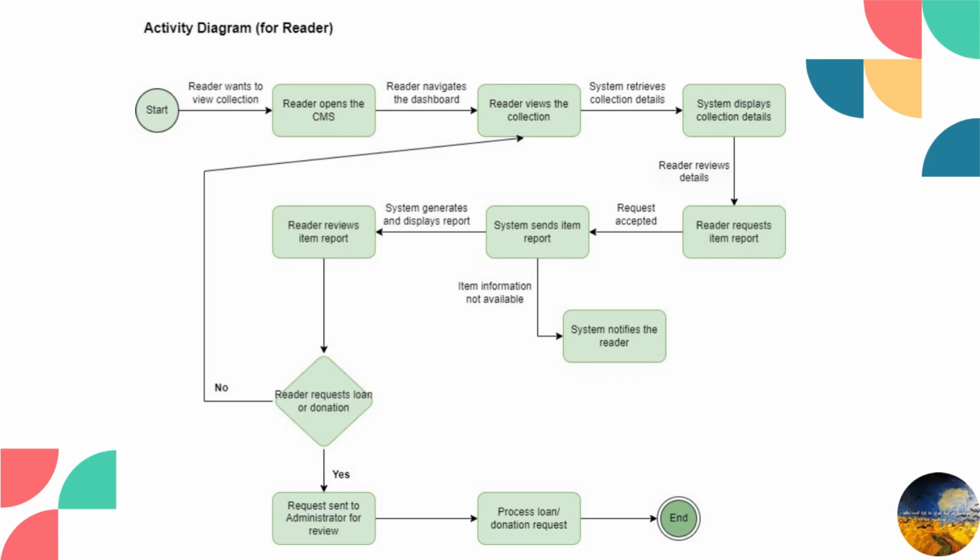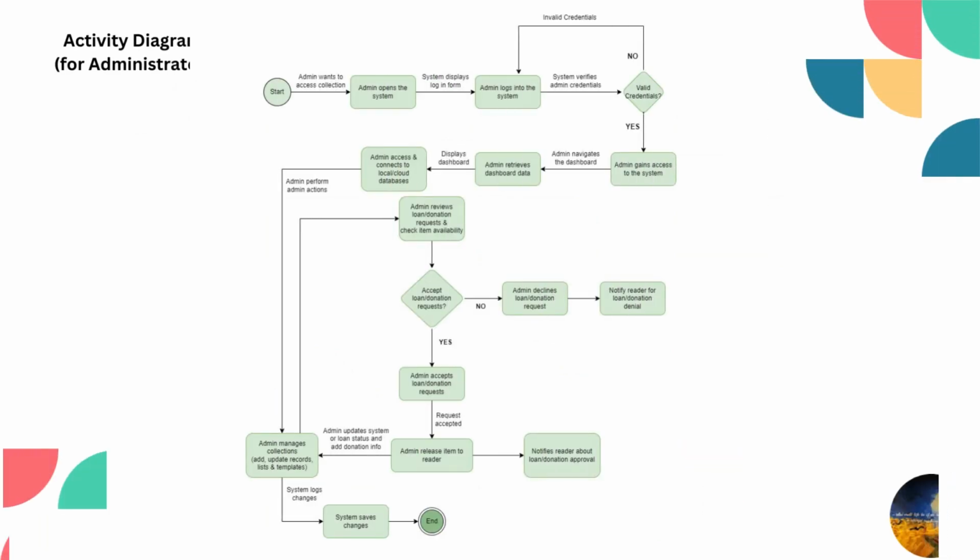After the reader reviews the report, they can request loans or donations, and that sends the request to the admin for processing. If there are no loan requests, the reader returns to viewing collections. Moving on to the next activity diagram, which is for the admin. You'll see here the administrator initiates the process by logging into the system.